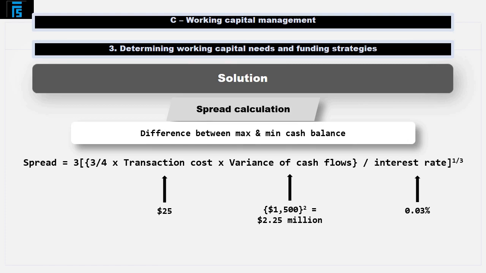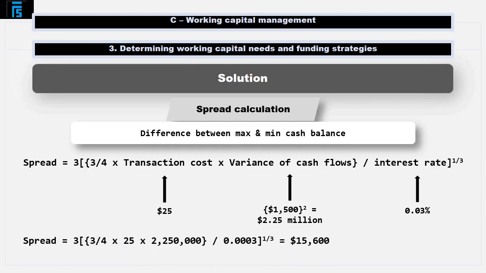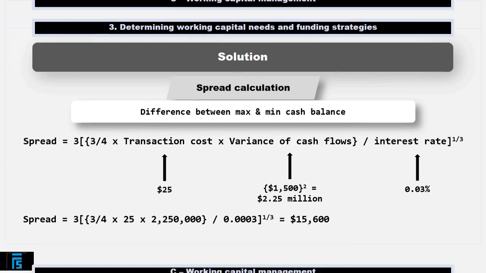So let's apply the formula. So we've got 3, and then inside the brackets we have 3/4 multiplied by 25 multiplied by 2.25 million. That's divided by the 0.03%. And then that's all to the power of 1/3. And you get $15,600. That is the spread. That's the first part of the question answered.